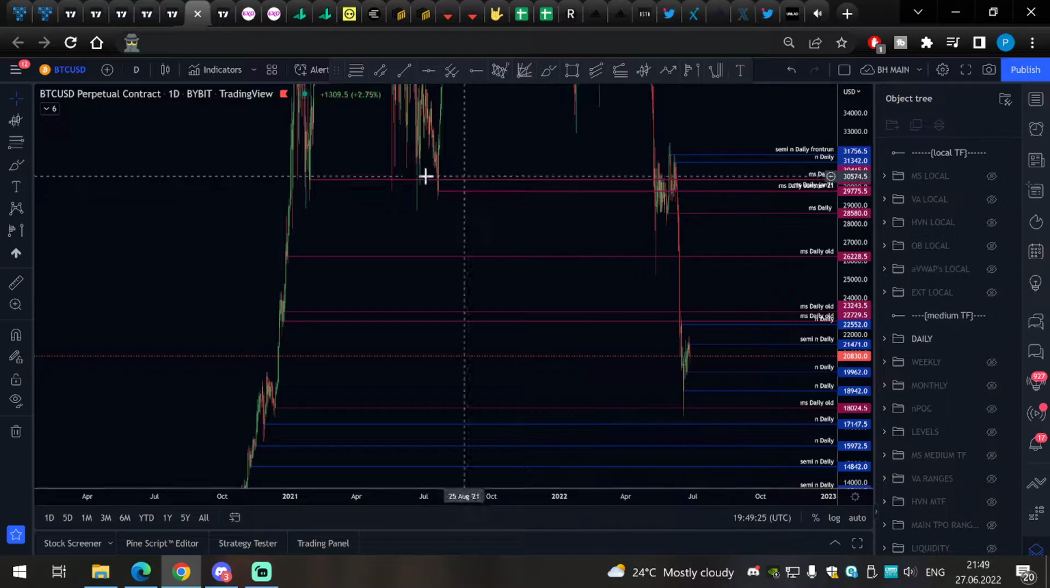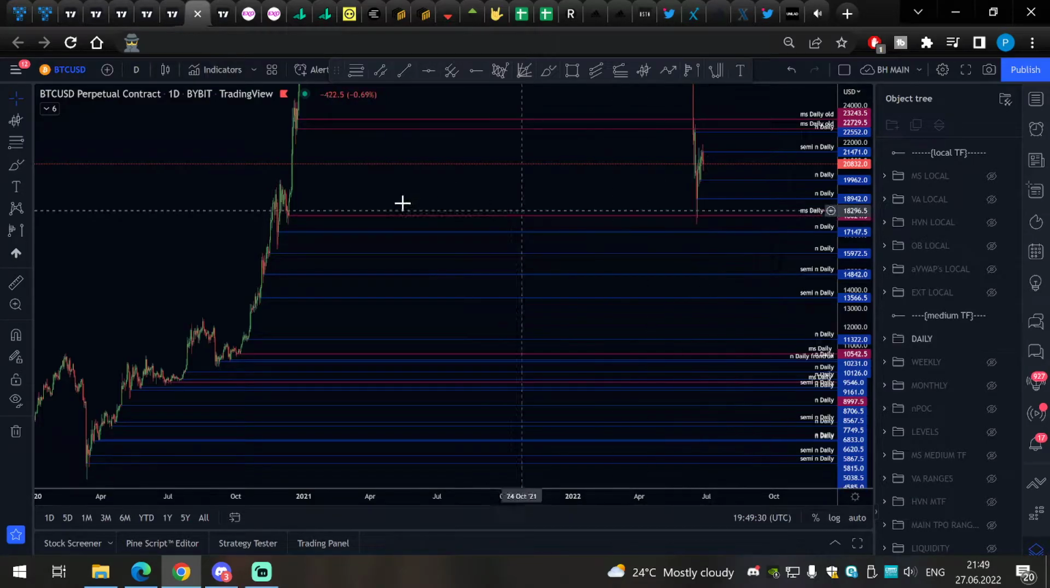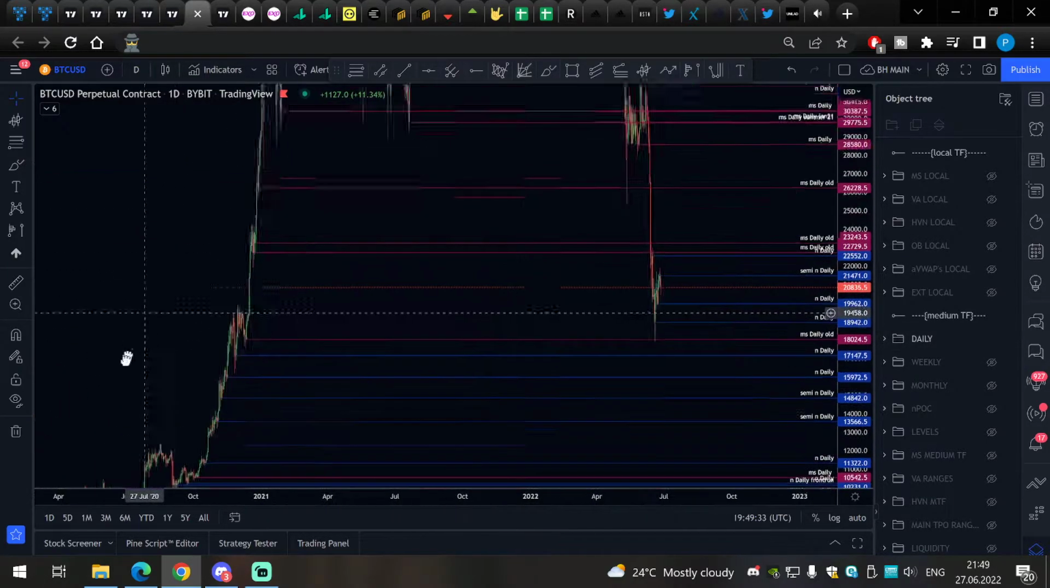I also watch these old market structure dailies from the past. You see where we stopped, at this low here. We have more on the way to the downside.